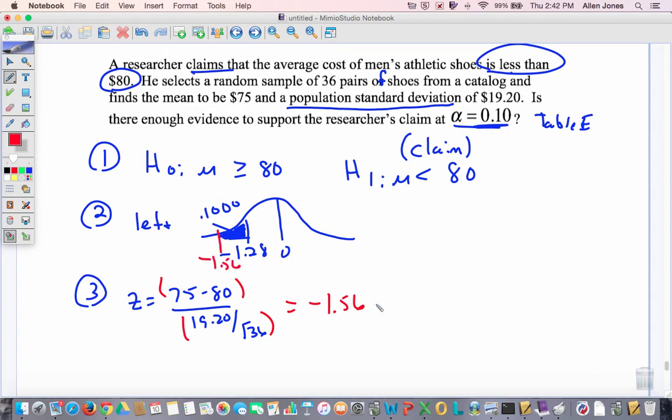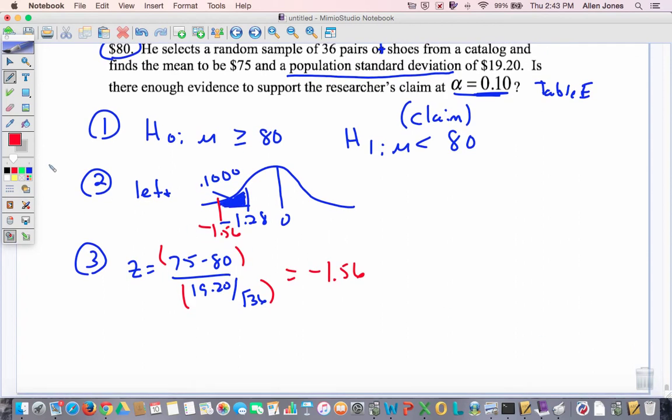So notice as we come back up here, I'm going to put my 0 back in here since I didn't put it in to begin with. But if I bring negative 1.56 up here, it's going to be over here to the left, which means it lies in the shaded area, which is going to change what I do, or dictate what I do, in step number 4.